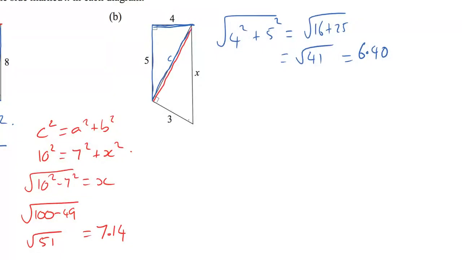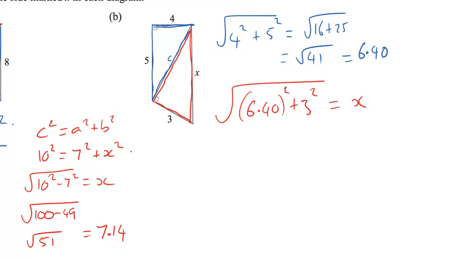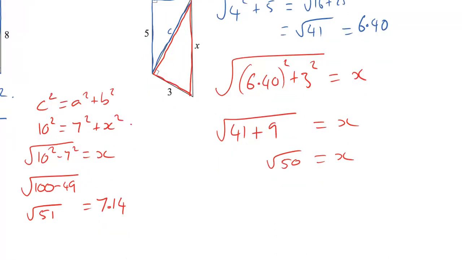Now let's think of that red triangle with that x in it. This time we're looking for something slightly different, because we're looking for the hypotenuse. So 6.40 squared plus 3 squared, square rooted, is going to give us x. To avoid a rounding error, I already know what 6.40 squared is, so I can use my previous work. That is 41. So I've got 41 plus 9, square rooted, equals x. So x is the square root of 50. Typing that into the calculator, the square root of 50 is 7.07. So there's our answer there.